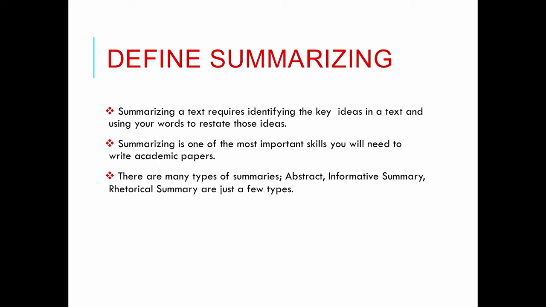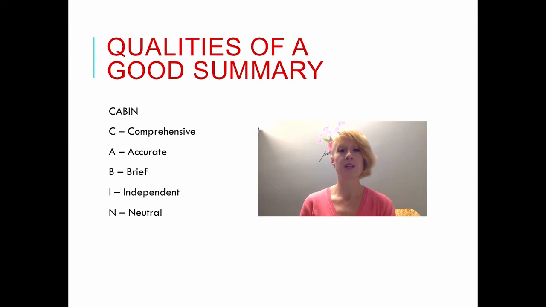You might need to write an abstract for your paper, write an informative summary about something you've read, write a rhetorical summary talking about the devices used in a reading in order to argue a point, and you also use smaller summaries in research papers. We can think of the qualities of a good summary with the acronym CABIN. C for comprehensive, A for accurate, B for brief, I for independent, and N for neutral.